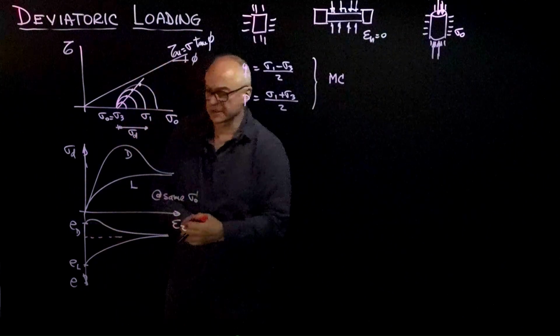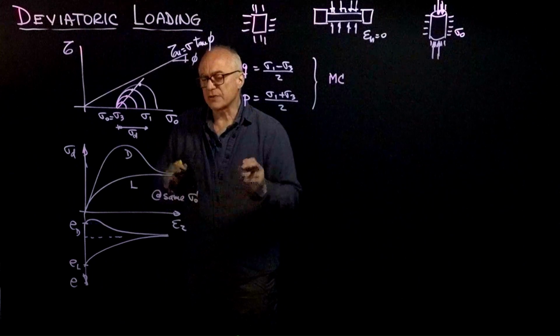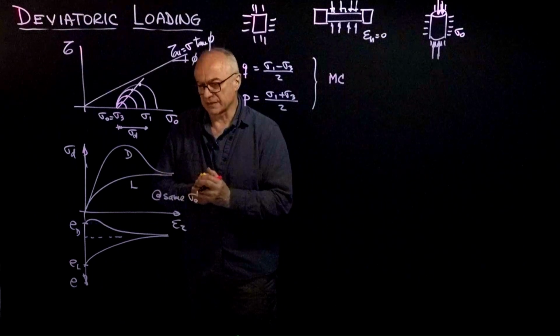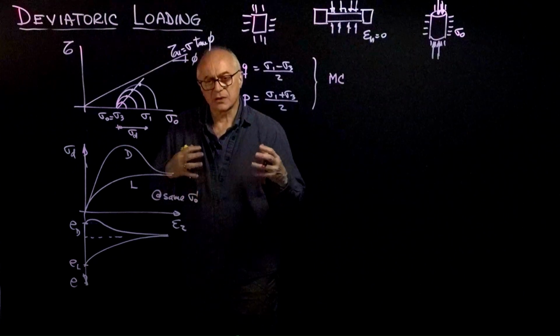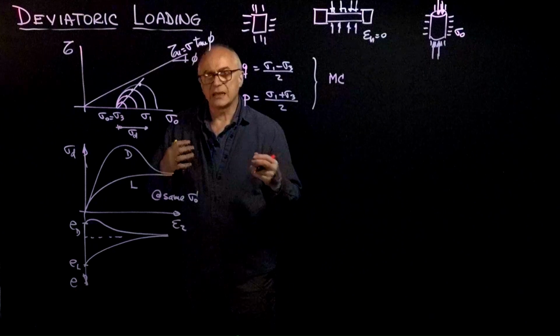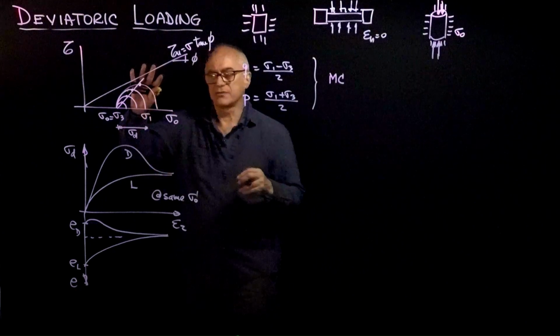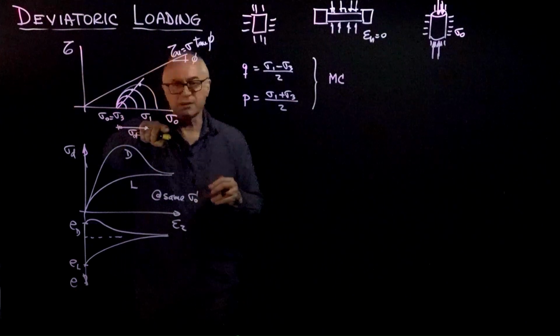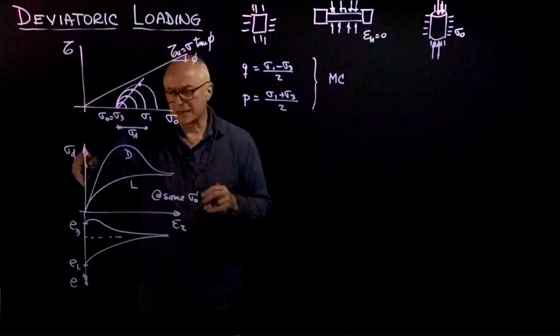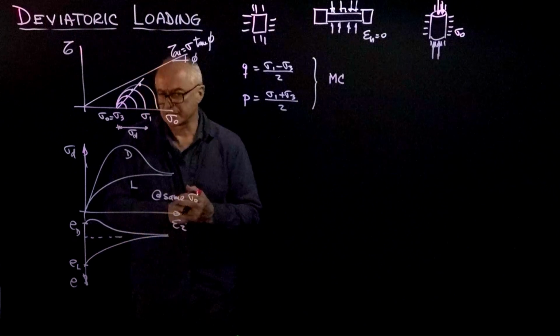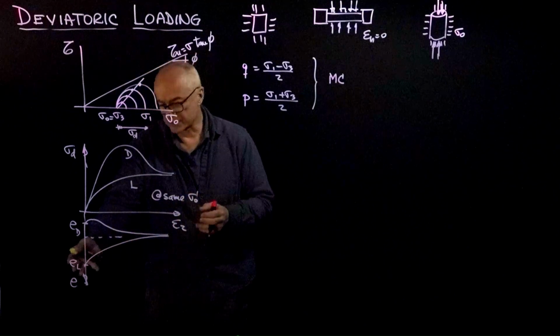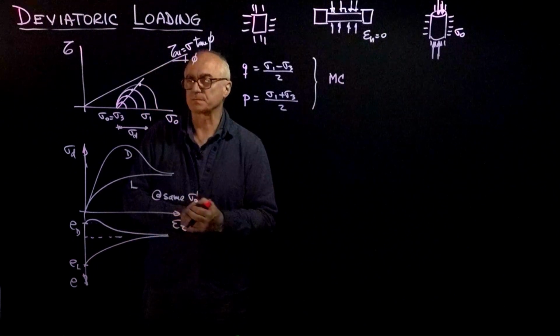So now we're going to put all these concepts together, and we will try to follow the behavior of a soil in a Q-P space, or tau-sigma space, as well as in the deformation, deviatoric strain and volumetric strains, which is represented by void ratio.